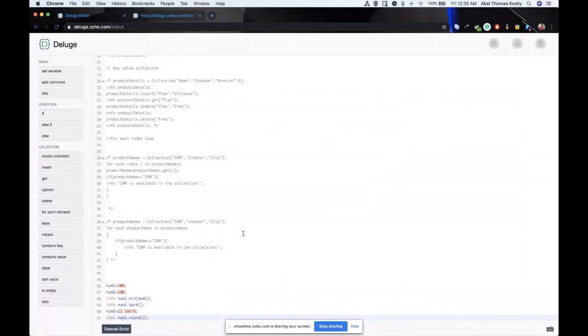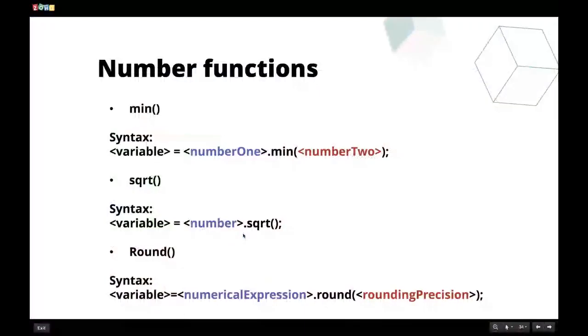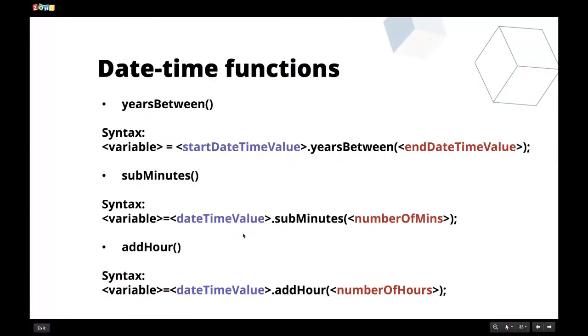So let's get back to the presentation and let's talk about datetime functions. The datetime functions are functions that work on the datetime data type. We'll be talking about 3 of them here today. So the years between, as it suggests, would give us the number of years between two datetime fields. And the syntax for that would be variable name equals, you have your datetime start date dot years between and then your end date.